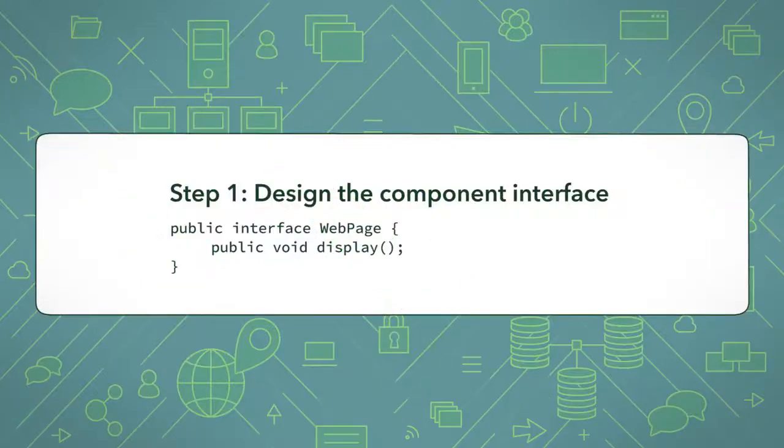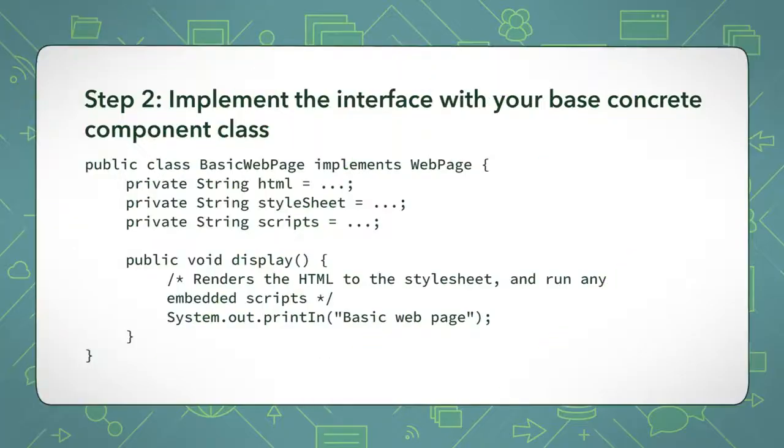Step 1. Design the component interface. First, you define your interface that the rest of the classes in the design pattern will be subtypes of. The interface will define the common behaviors that your basic web page and decorators will have. Step 2. Implement the interface with your base concrete component class. Your basic web page will implement how it will display itself by using standard HTML markup and page element styling defined in the cascading style sheet. Your basic web page will also run some basic JavaScript. This will be the base building block for all web page objects during runtime.